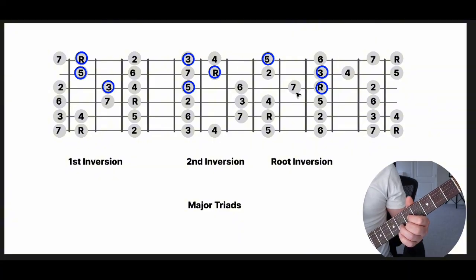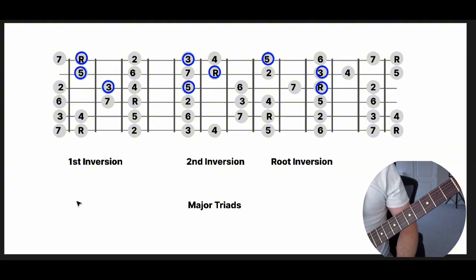If the neck was infinite in either direction, and this applies to going vertically too, the order is always going to repeat: root, first inversion, second inversion, root inversion, first inversion, second inversion, root inversion, first inversion, and so on.